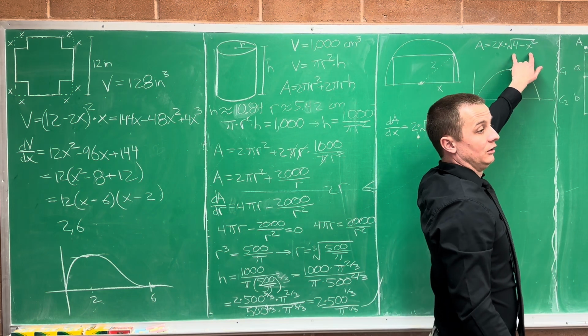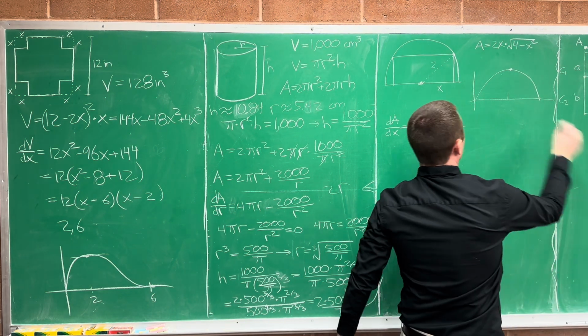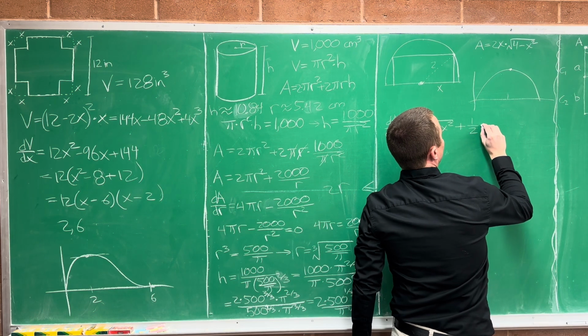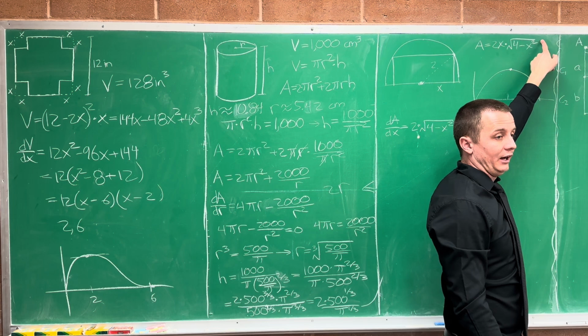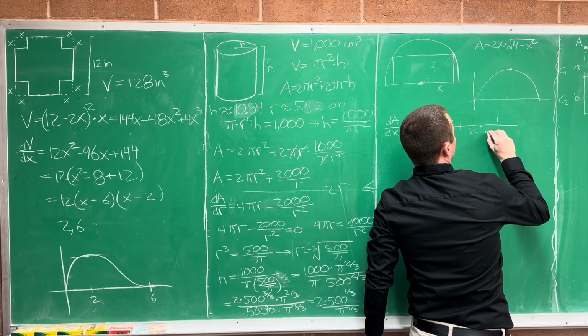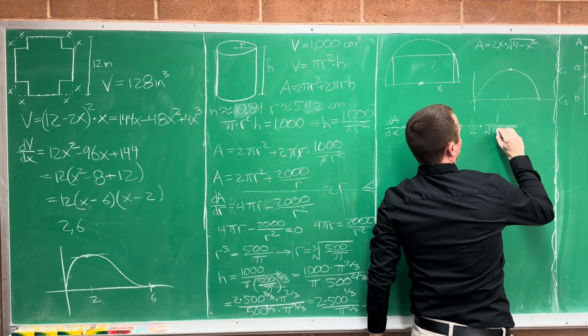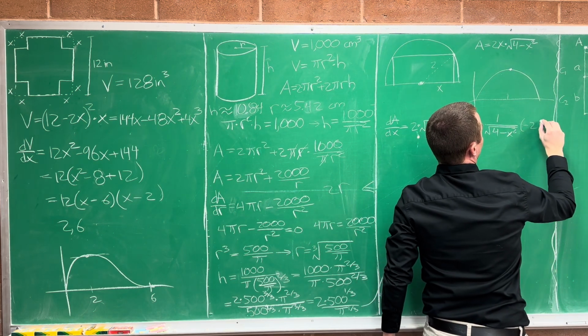Remember, square root is the same thing as to the 1/2. So bring down the 1/2. Now it's going to be to the negative 1/2, which is the same as sticking it in the denominator. So 1 over the square root of 4 minus x squared. And then chain rule, times the derivative of the inside, which is negative 2x.